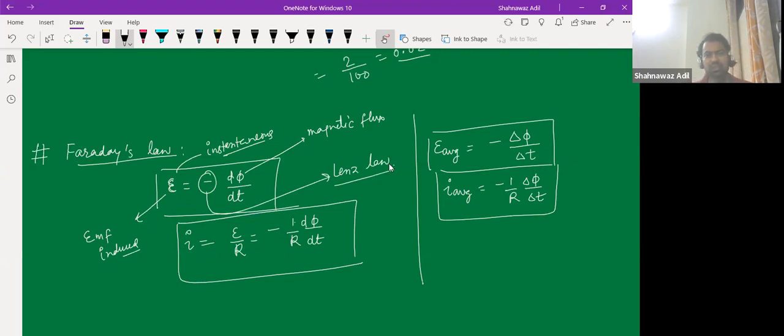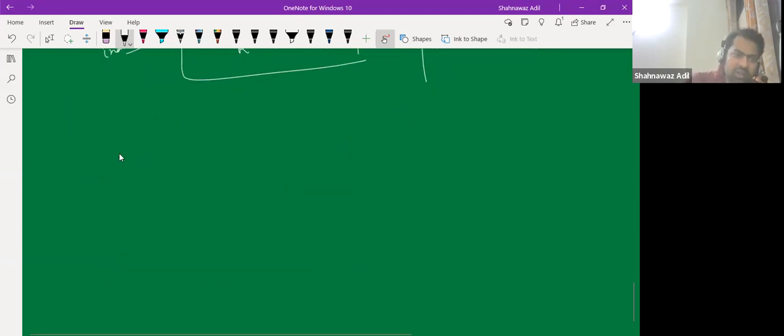So what does Lenz's law talk about? It says the EMF generated will try to oppose the change of magnetic flux. The current or EMF would be induced in such a way that it opposes this change in magnetic flux. That is what this minus sign represents. So let us understand Lenz's law in two cases.